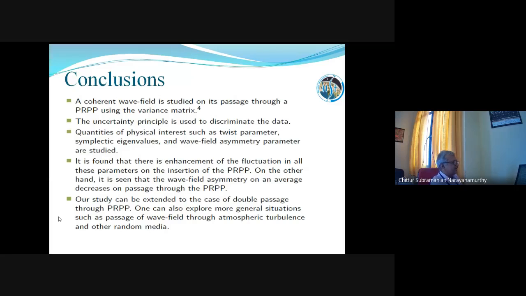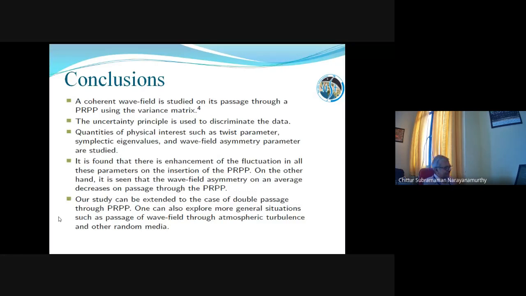So to conclude, we have used a coherent wave field. We studied its passage through a turbulence using a simple PRP and the variance matrix. We can also use the uncertainty principle to discriminate the data. We used actually the quantities of physical parameters.